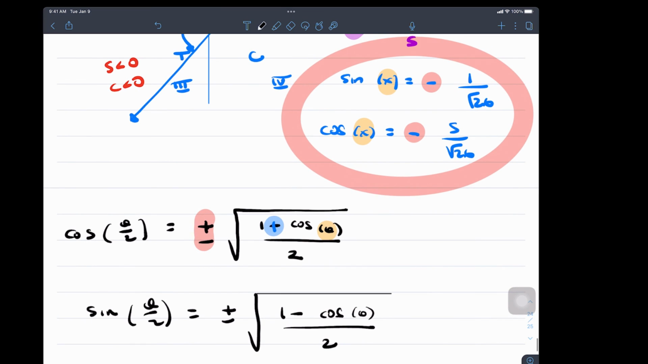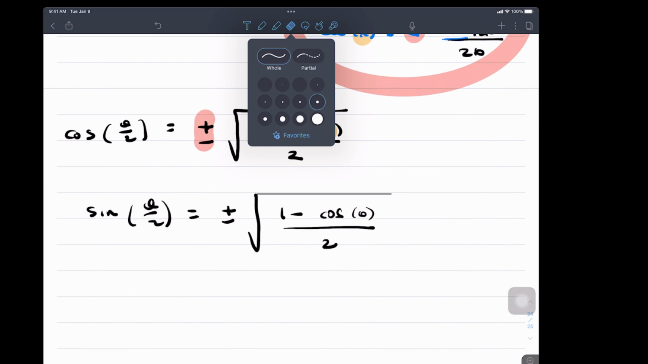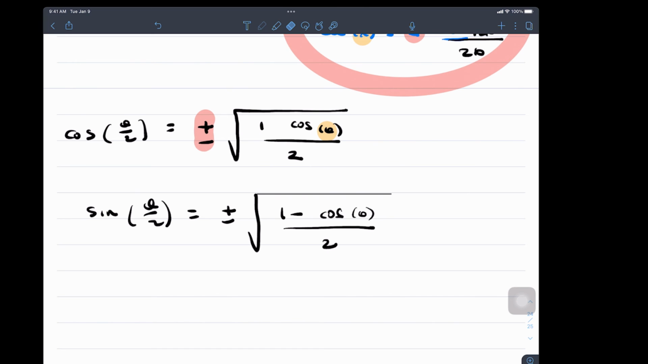Okay, so you can rationalize these denominators. This will be 26, and then you're dividing by 26. Is that right? And then up here you'll have what? Square root of 26, and you're dividing by 26. So just be aware, again, this is plus.